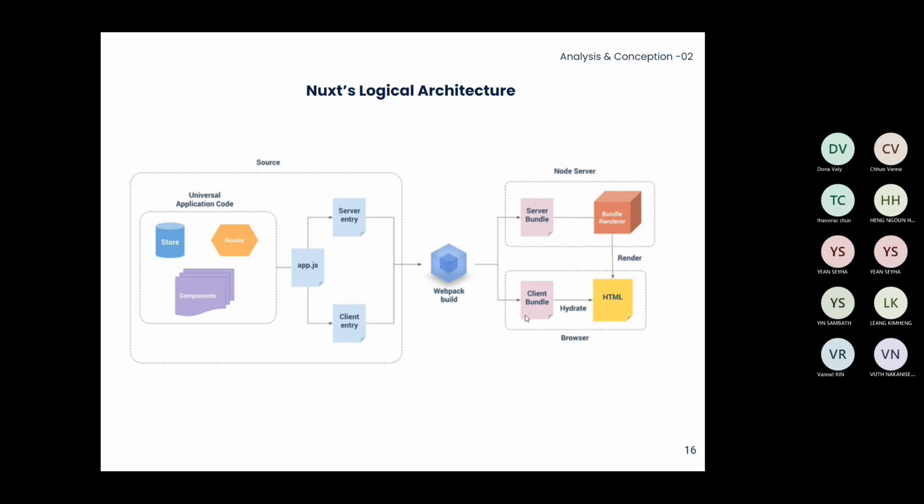Upon each client request, the server will render the skeleton of the HTML. I remember it's called a ready-to-serve HTML file, which is sent to the client. Then the client will download the JavaScript and hydrate the content or the dynamic data into the HTML that has been rendered by the server side.